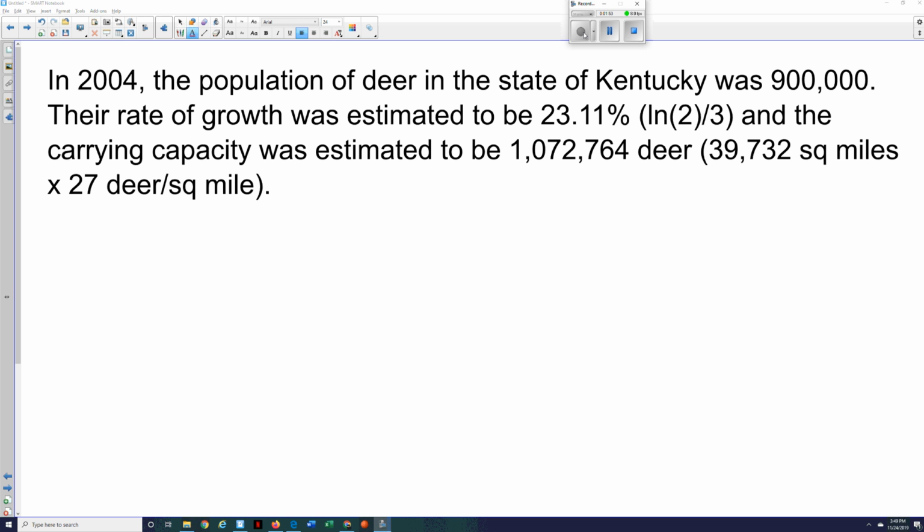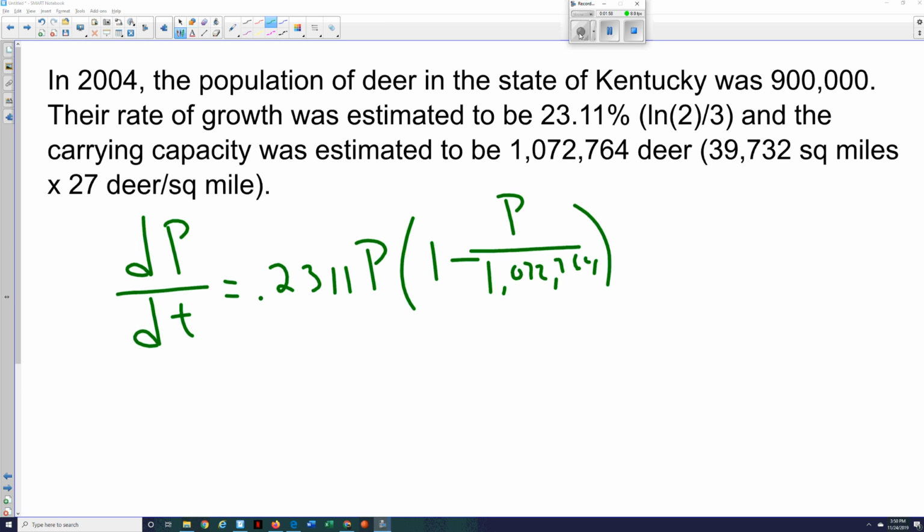Let's first of all set up the differential equation for this example. And so that looks like this. And we know that this has an initial value of 900,000.